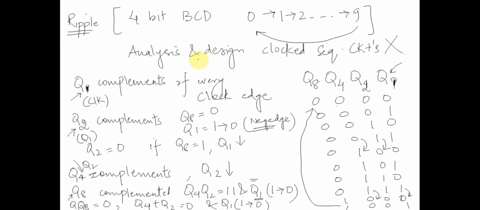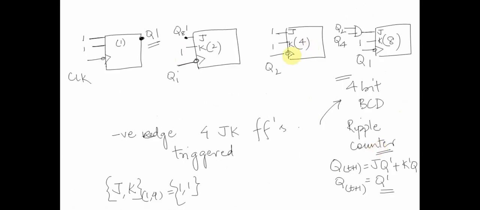Q4 was simple because we said it's only complementing whenever Q2 goes from 1 to 0. So we directly supplied a clock over here. J and K are kept equal to 1 because, based upon the characteristic equation, whenever J and K are 1, output is equal to Q bar.